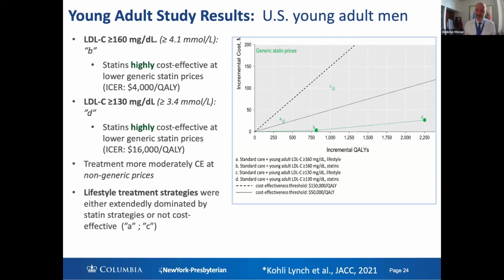Same orientation for this figure, but you can see that for young adult men, whether it's starting with LDL cholesterol 160 or greater than or equal to 130, points B and D are very much below the lower line, showing that they're highly cost effective. And in fact, the ratio for 160 and above is $4,000 per quality gained, which is getting close to cost neutral. So it appears to be quite high value. And again, the lifestyle approaches were dominated by the statin treatment.